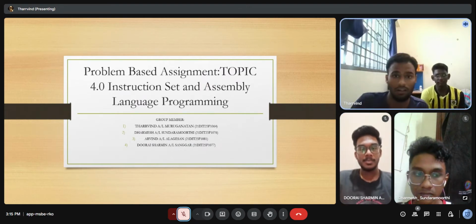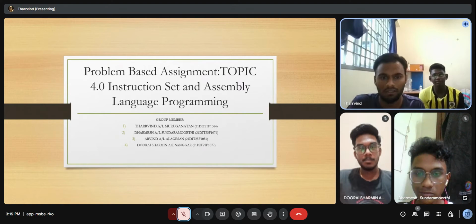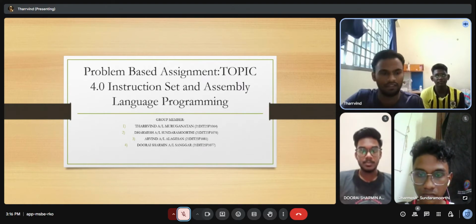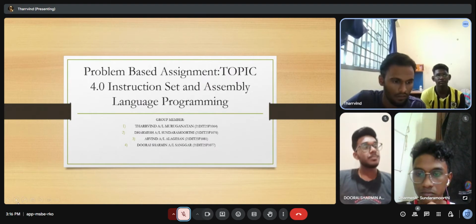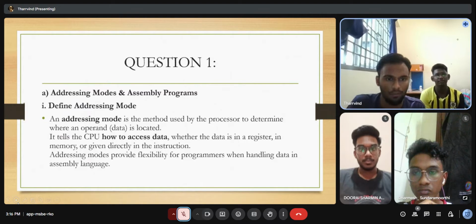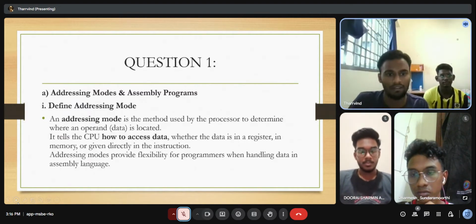Okay, today we are going to present the problem-based assignment topic 4, instruction set and assembly language programming. So let's start. The first question is about addressing modes and assembly programs. The first question is: define addressing mode.